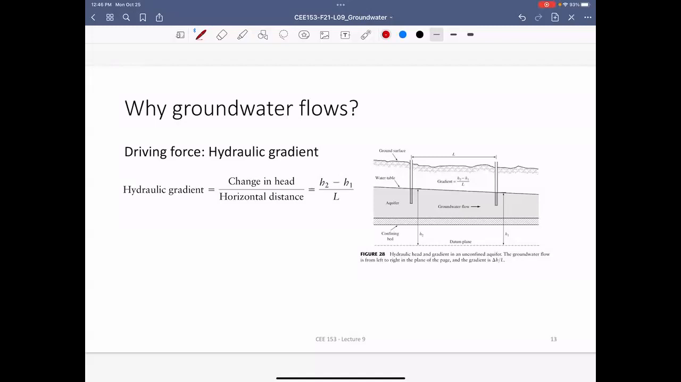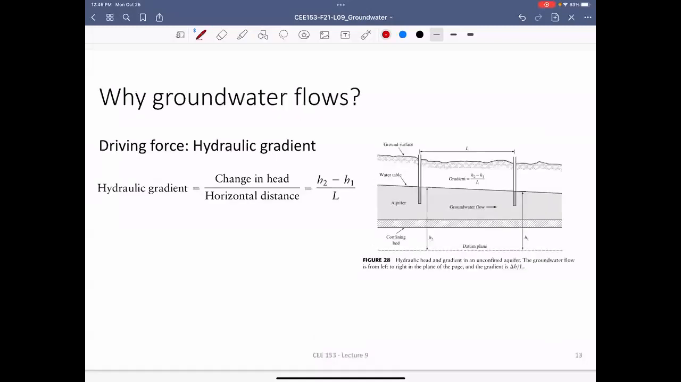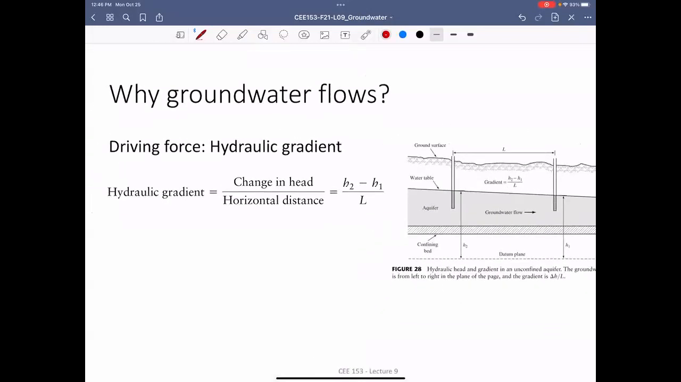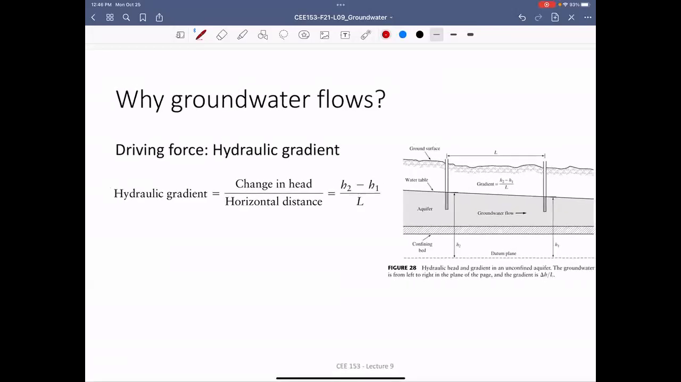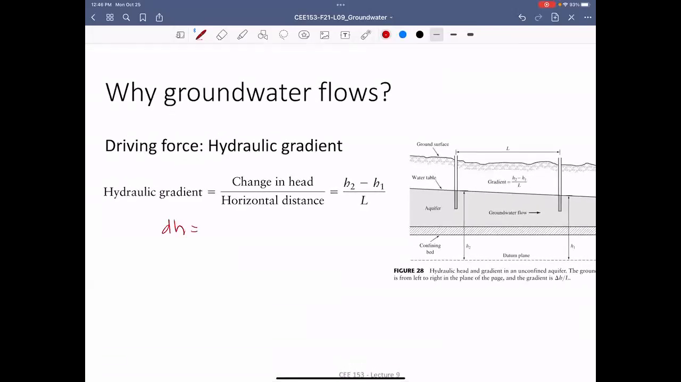So the height of the water table, or the head, determines where the water is going to move. That's the reason, as you can see, this is called hydraulic gradient. That's the driver. So if you dig holes and see the water table height, wherever it's highest, water is moving from there to where the height is lowest. That's what we call the hydraulic gradient, dH over dL.